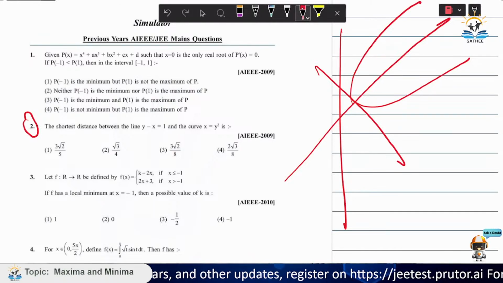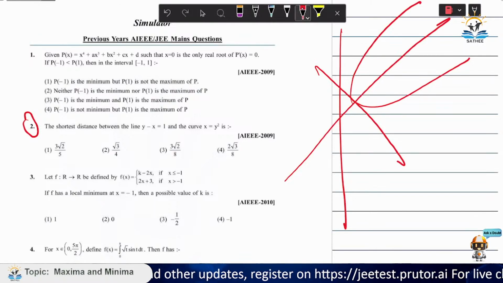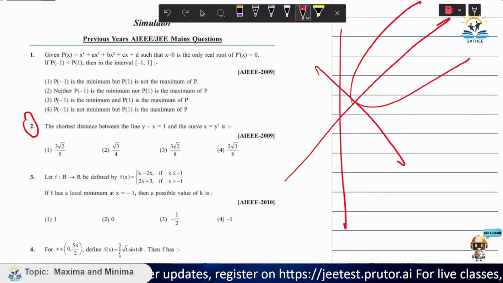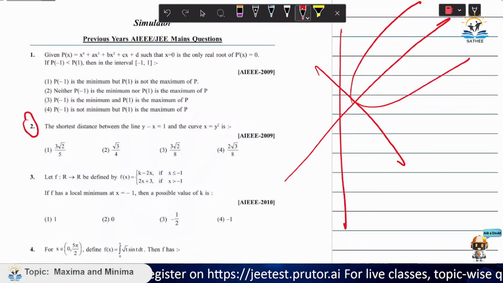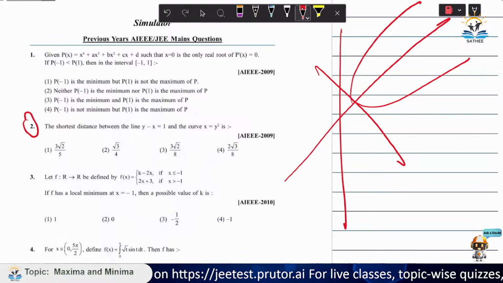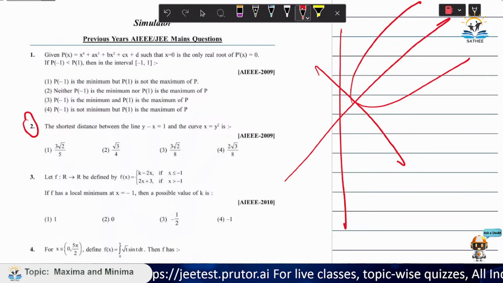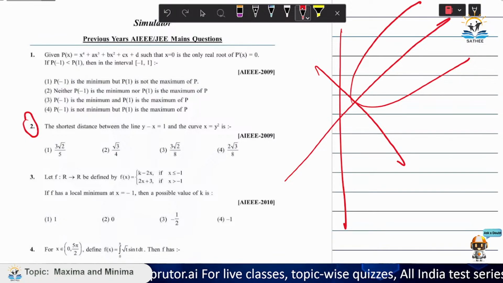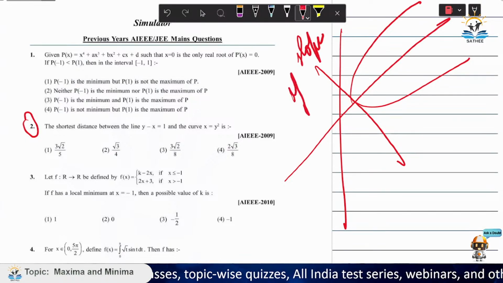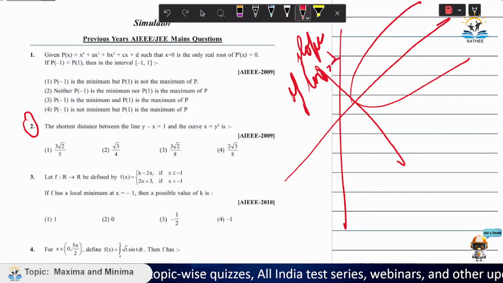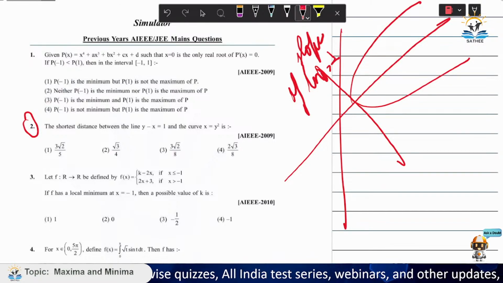That is a very easy question for us. Or what we can do, we can take a point. No, let's go with the tangent method. I think it would give us the result faster. So let's calculate it. What is the slope of the line here? The slope of the line is 1. So we have to find a tangent here.